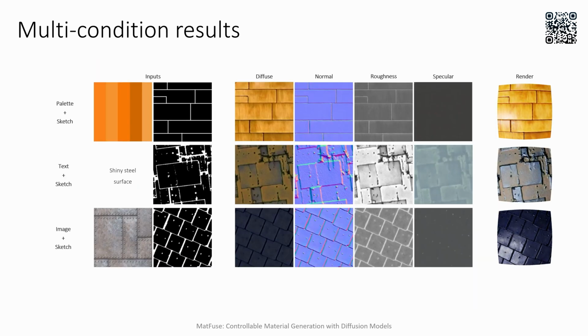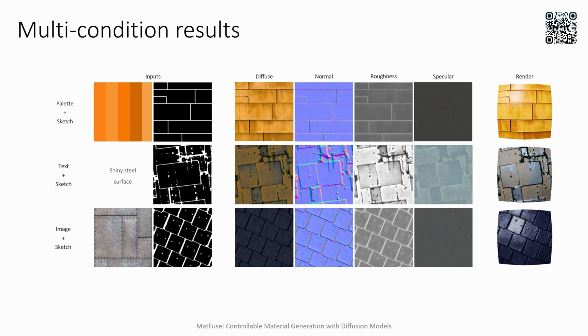MatFuse is able to combine multiple conditions to guide the generation. In particular, we focus on the combination of a global condition, like the color palette or text, and a local condition, in our case the sketch, constraining the structure. We can see that MatFuse is able to translate the visual properties of the global condition to the material pattern provided via the sketch.